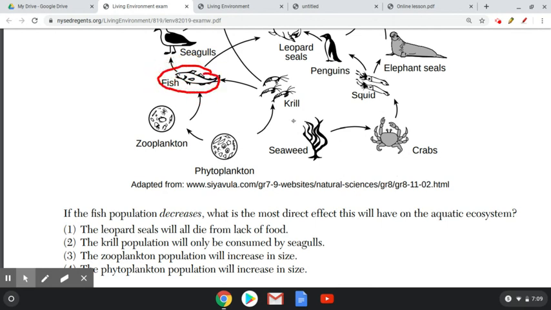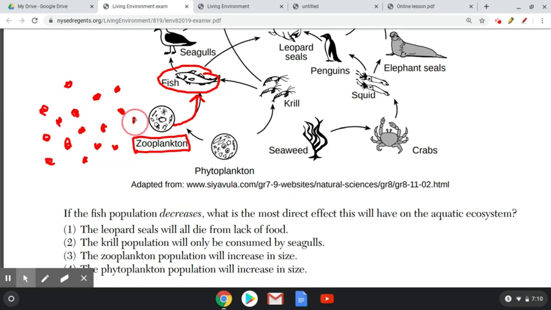So if the fish population decreases, if you have less fish, that means since they eat zooplankton, notice that the arrow from zooplankton is going straight into the fish. So the fish feed on zooplankton. So if there are less fish to eat the zooplankton, then the zooplankton will multiply even more, right? So you would have more zooplankton.